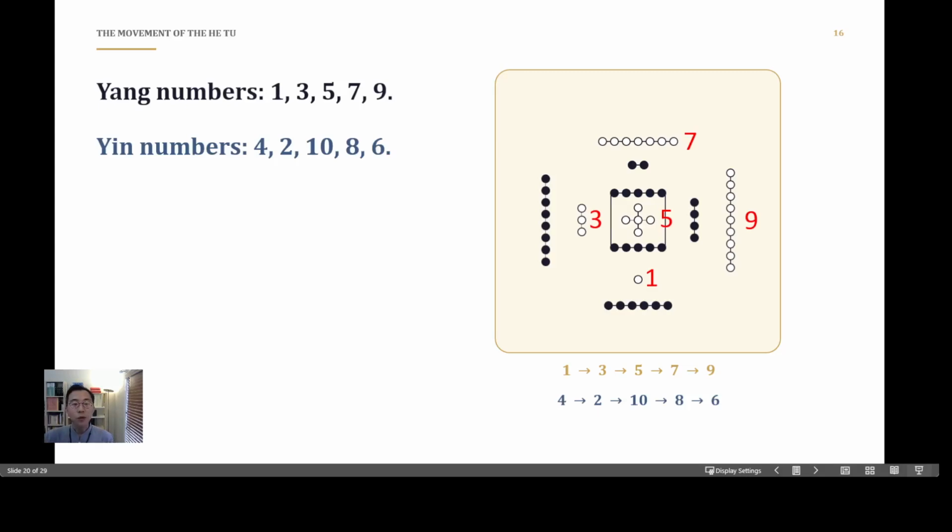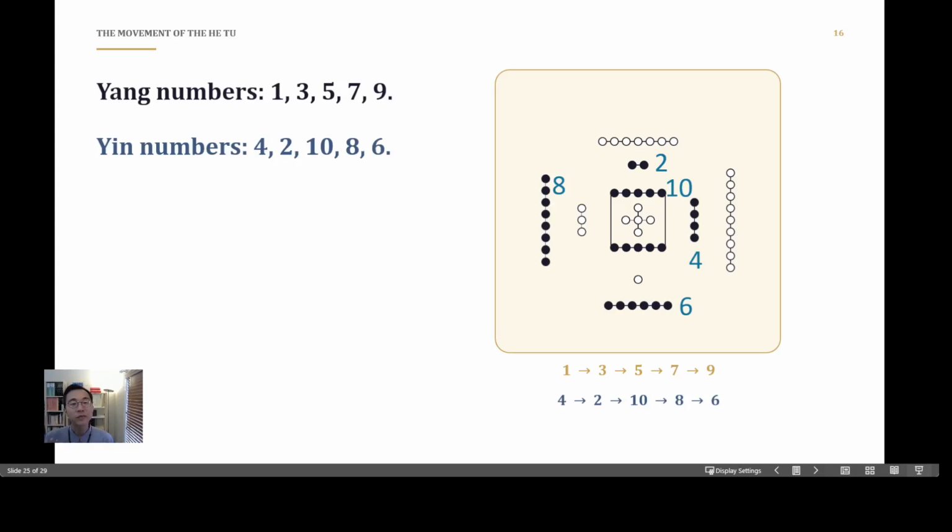Yang numbers run like 1, 3, 7, 9. 9 is the max. How about the Yin? It starts from 4. Next one is 2. Next one is 10. And we have 8 and 6. You notice something? The direction of Yin numbers is going reversely. The maximum of Yang number is 9. And what is the maximum of Yin number? That is 6. Don't worry about that. At this point, all you need to know is that Yin and Yang numbers go in different directions.